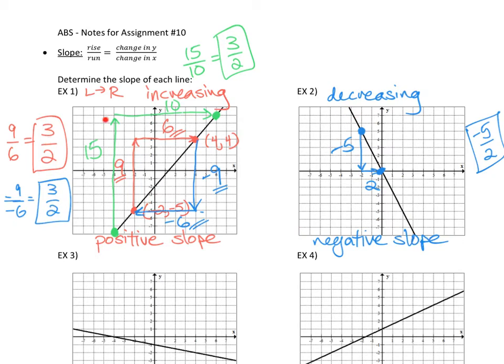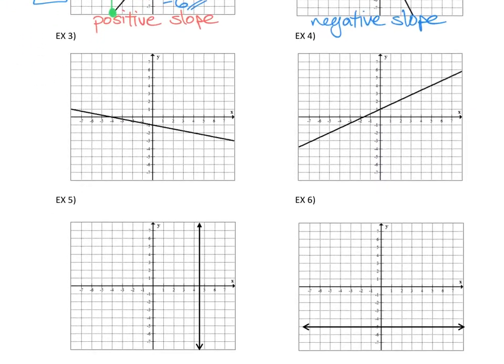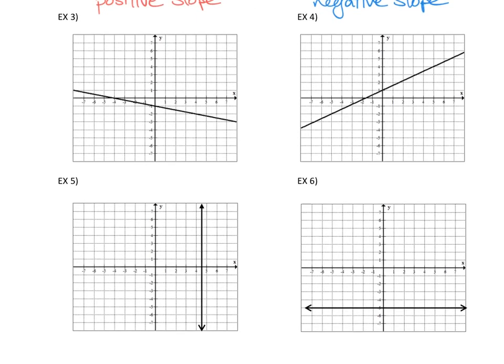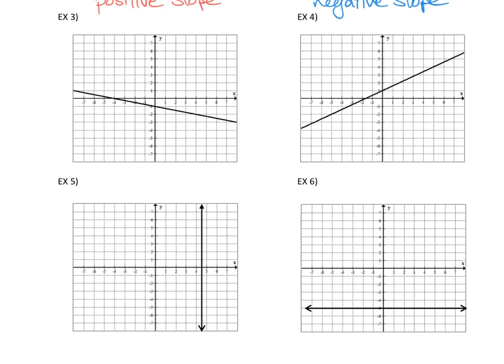Also, all of these 3 over 2s are positive. This has a positive slope. It's all matching up. It's like divine intervention. Math is beautiful. All right, so let's take a look here at example 3, 4, 5, and 6. It won't take but a couple minutes.